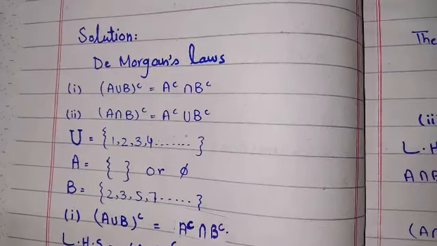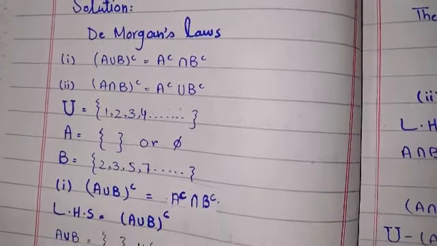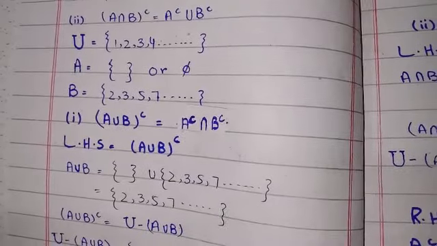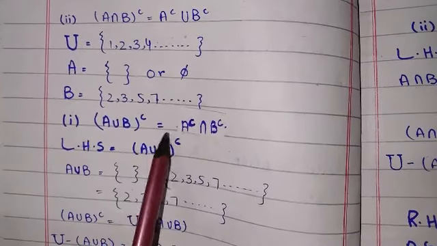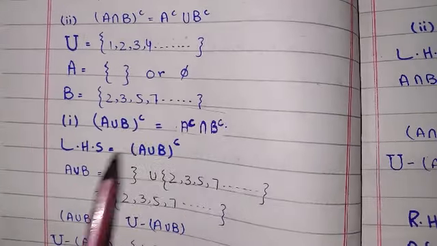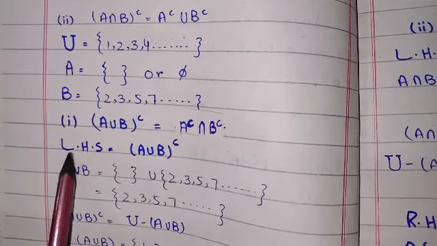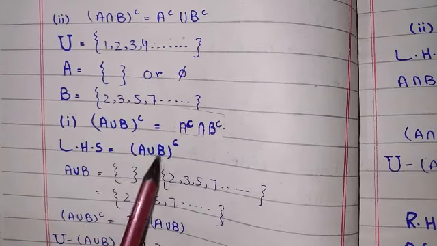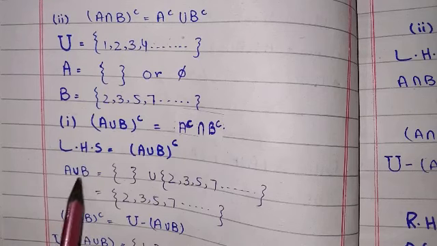Now students, we will verify De Morgan's law. First we will verify our first De Morgan law, which is A union B whole complement is equal to A complement intersection B complement. Now students, we will first solve our left hand side, which is A union B whole complement. First we will find out the A union B.